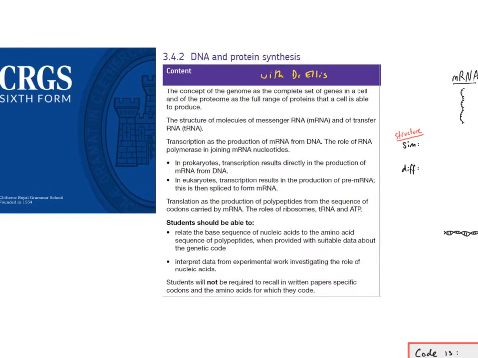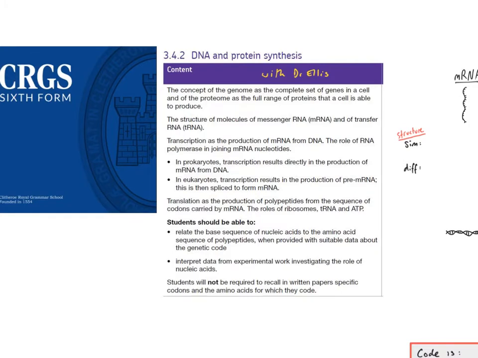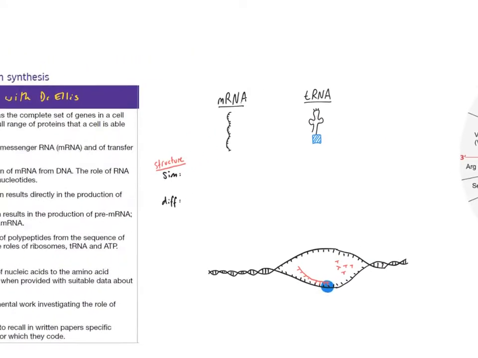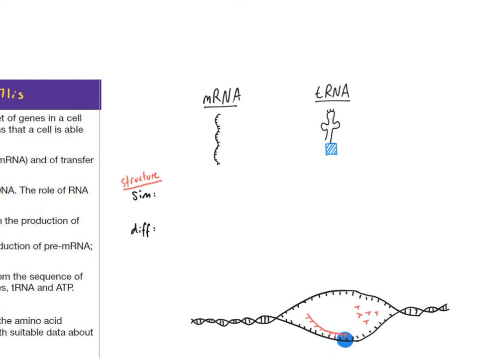Next is the structure of molecules of messenger RNA and tRNA. So I made a little diagram over here. I'm going to try and scroll. There we go. Right, so I've already drawn out mRNA and tRNA. They are polynucleotide molecules. So you need to know two similarities between them and two differences in structure as well. In terms of how they are similar, the sugar that they contain is the same. They both contain ribose.